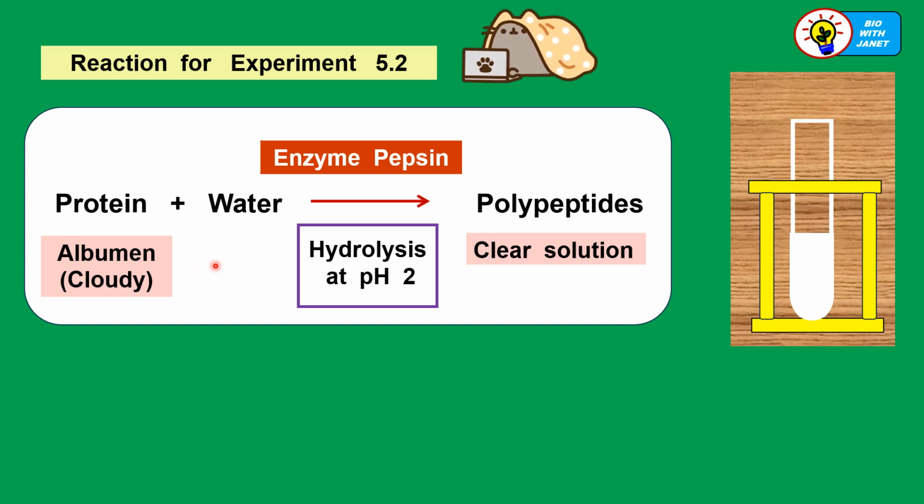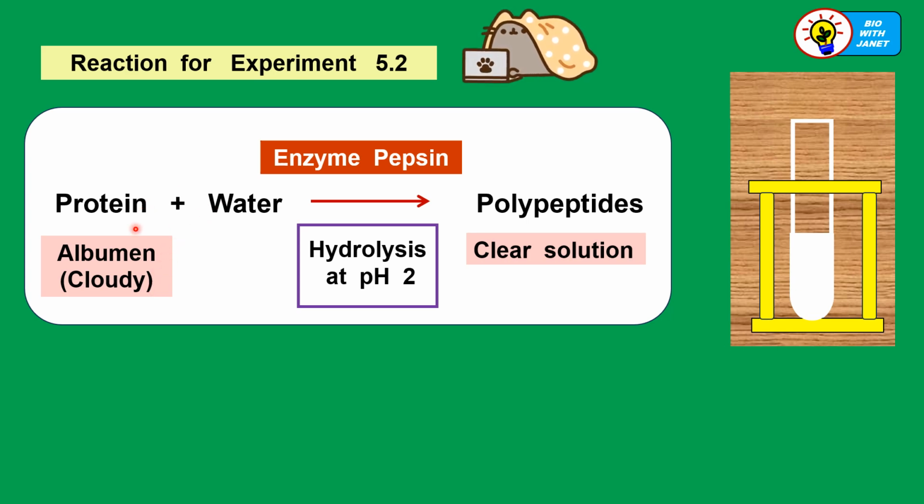At the right or optimum pH, such as pH 2, hydrolysis should occur, whereby the protein is broken down into polypeptides. So the protein in the albumin is broken down to form polypeptides when hydrolysis occurs at pH 2, and this action is carried out by the enzyme pepsin, which breaks down the protein into smaller molecules called polypeptides. So the protein is the albumin, which is a cloudy suspension.